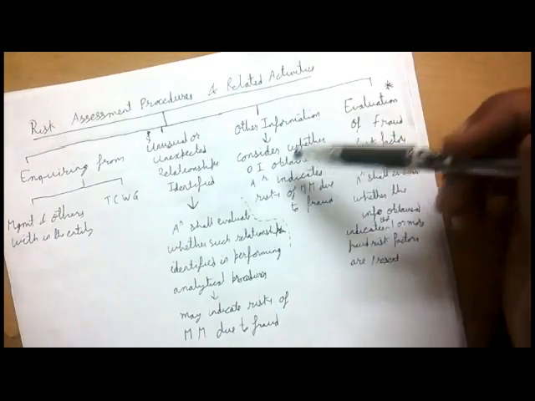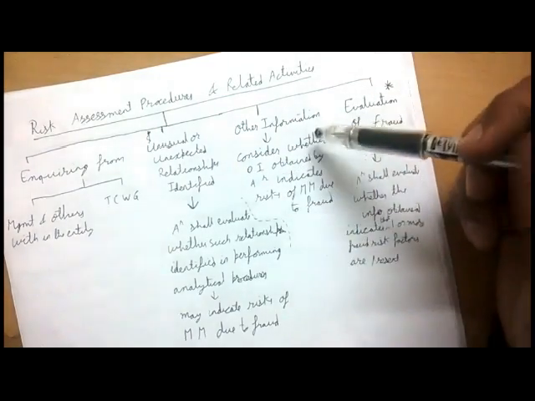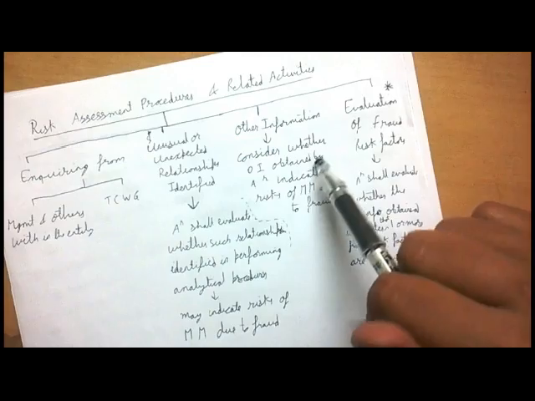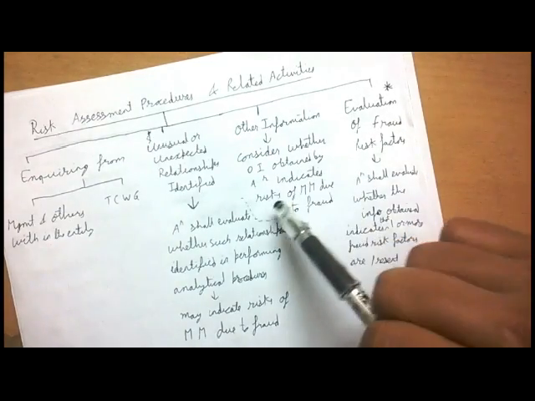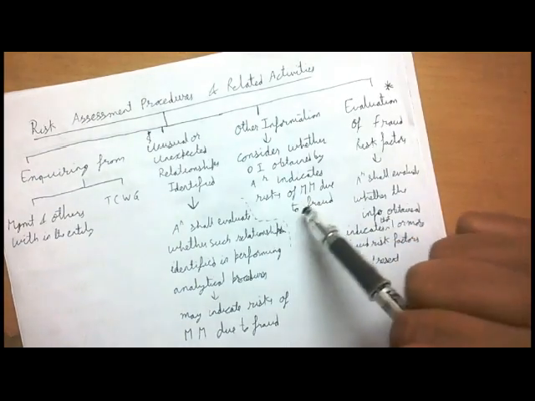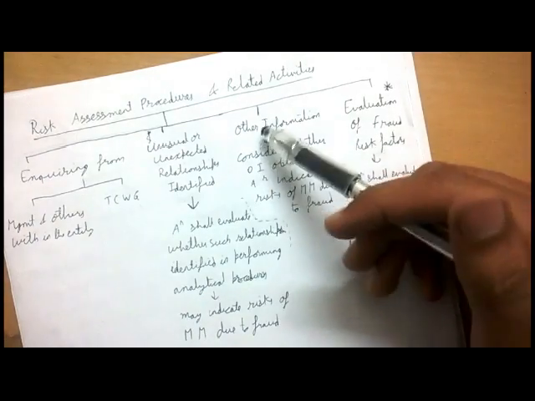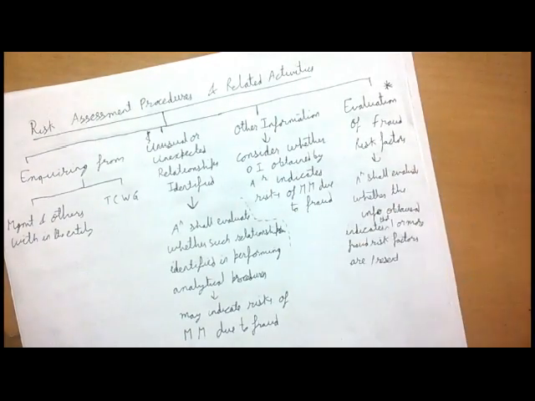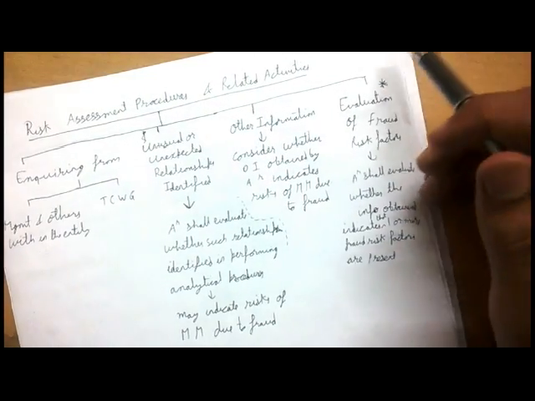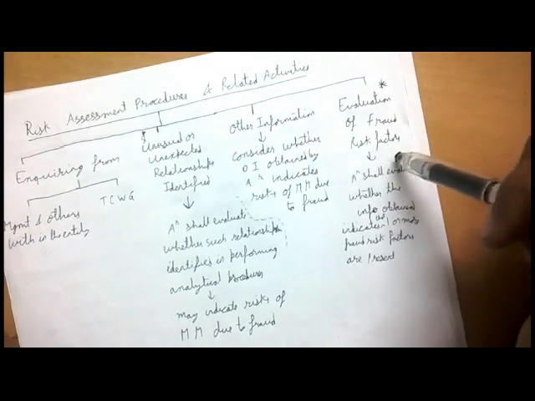Then you need to consider any other information obtained by the auditor, and whether this other information again indicates a risk of material misstatement due to fraud. And then we have evaluation of fraud risk factors.